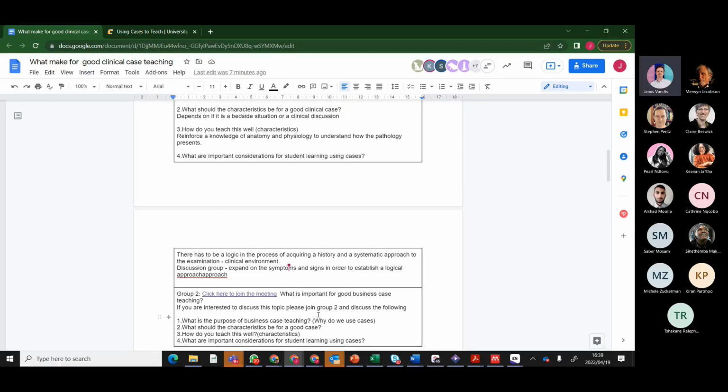And then my question to group 2 is, do you introduce your students to the case study method and how to use cases effectively? It's a paradigm that students are not so familiar with. So is it scaffolded? Do you introduce them to how to learn with cases?